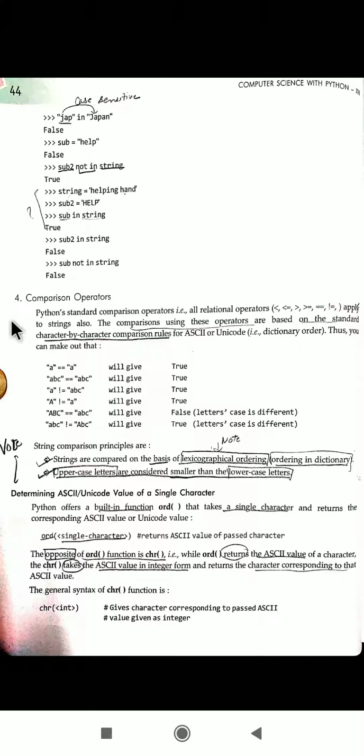Welcome back, students. This is part 2 of the same lecture. So, let us continue with the previous topic only.